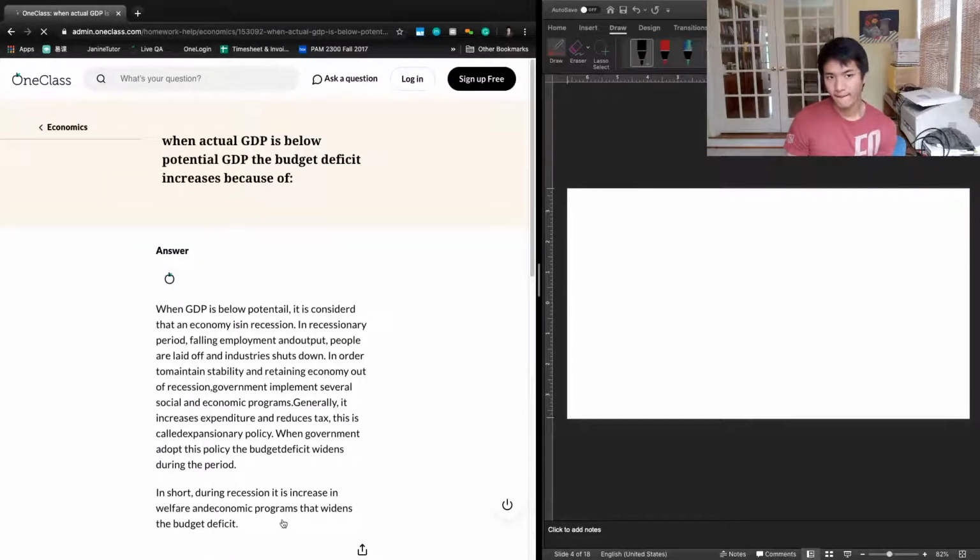Okay. Next question says, when actual GDP is below potential GDP, the budget deficit increases because of what? And so budget deficit, again, is the difference between the total tax revenue that the government collects versus the total expenditure that the government makes. And so if you make more expenditures than you collected in tax revenue, you're going to have a deficit. And so when the actual GDP is below potential GDP, we call it a recession, a recessionary gap.